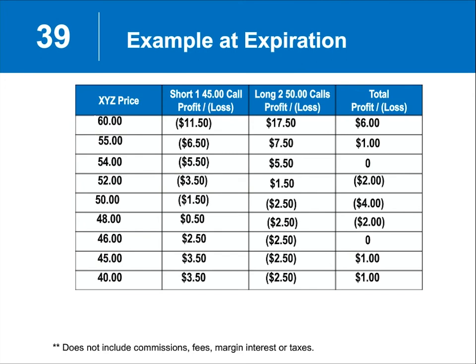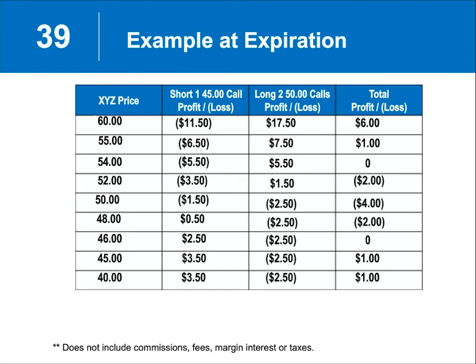What's happening now is we're short 1 45 call at $40. That 45 call is worthless. We keep the $3.50. The 2 50 calls are out of the money. We lose the $2.50 we paid. We make $1. The most we can make is that credit.